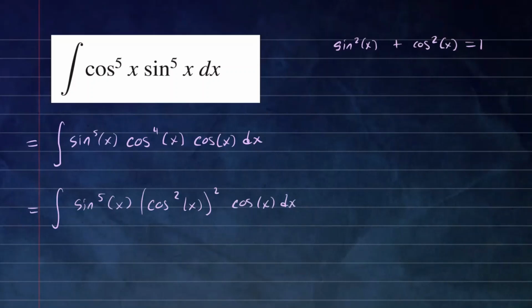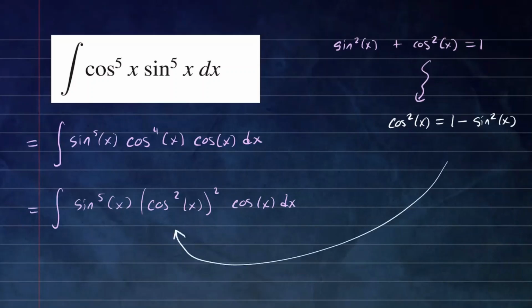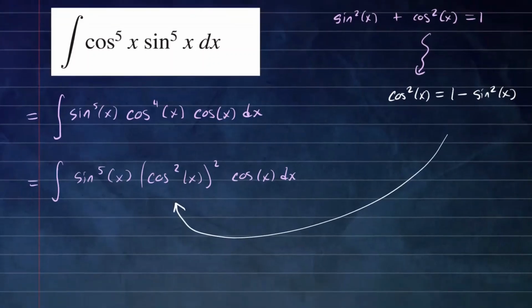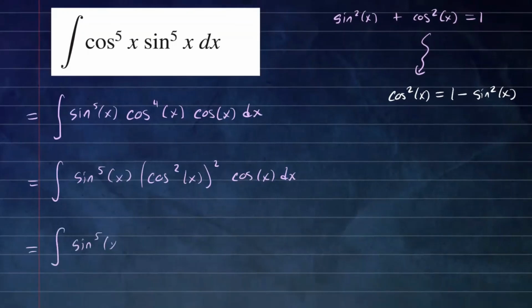Now what is cosine squared x? Well, from here, you know that cosine squared x is equal to 1 minus sine squared x. And that's what I'm going to plug in right here. So I will have everything in terms of sine, and I'll reserve one factor of cosine. So we have the integral of sine to the 5th x, and cosine squared x, we're replacing it with 1 minus sine squared of x, squared, times cosine of x dx.